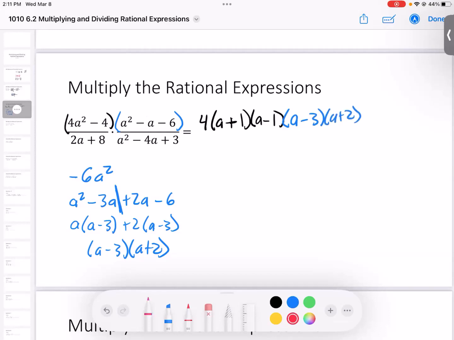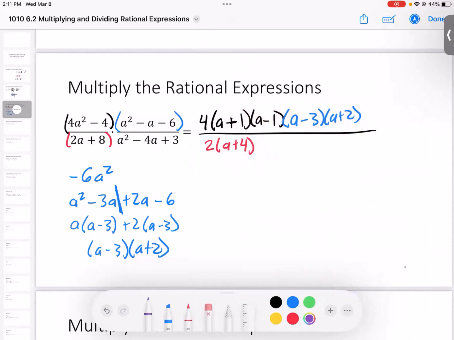And then on the bottom, this polynomial, what could that be factored to? Perfect, yep, because you'd factor out the 2 that they have in common. So you'd have 2 times a plus 4. Everybody good with that? And then for my last one, I'll do a different color here.